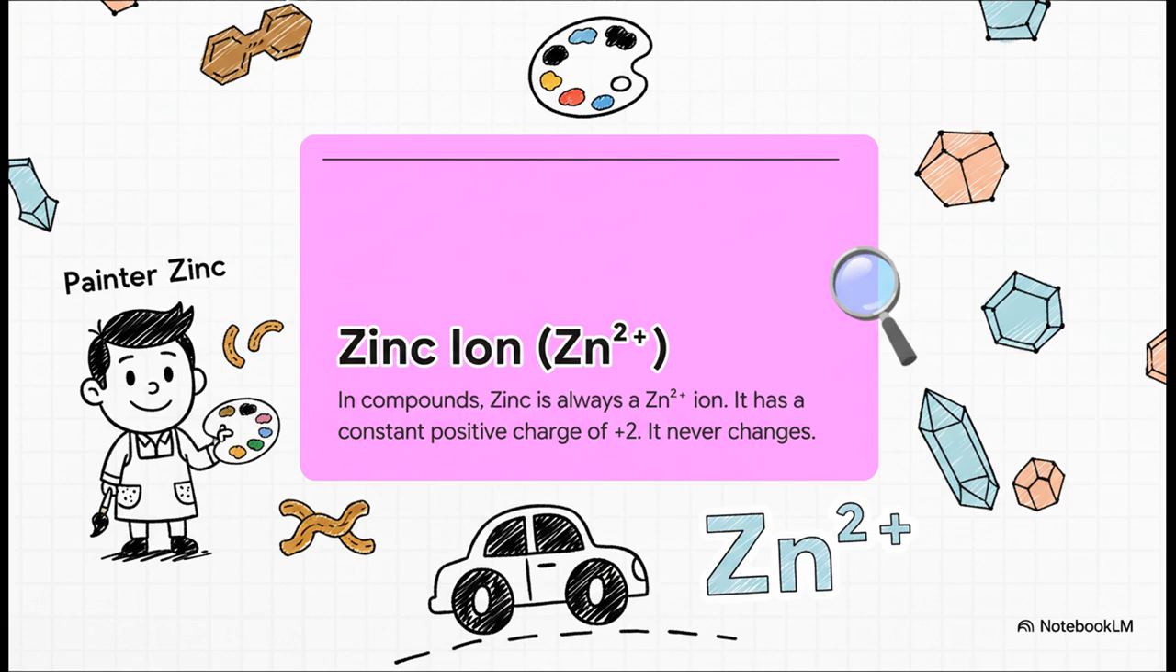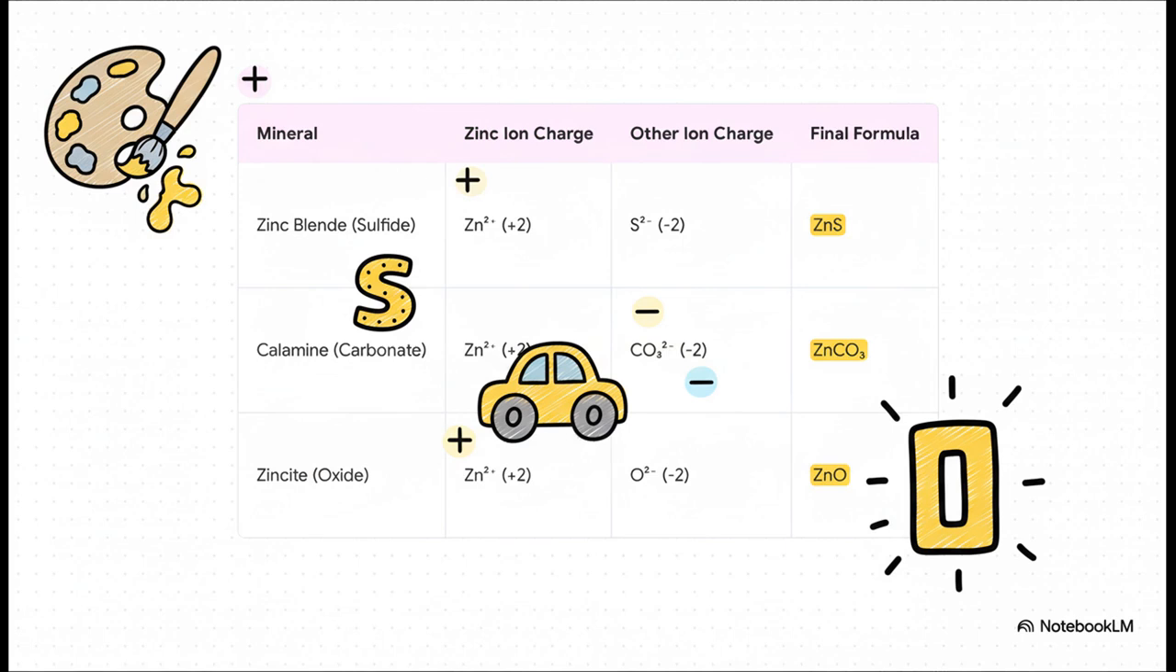The zinc ion is unbelievably stable. In its compounds, it always has a positive charge of +2. Every single time. It doesn't jump around like some other metals. This rock-solid +2 charge is the real secret to why our story works so well. And this table just lays it all out perfectly.